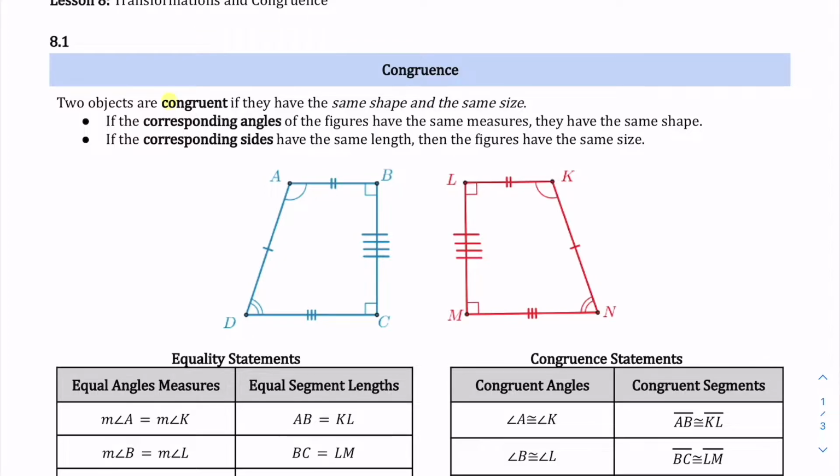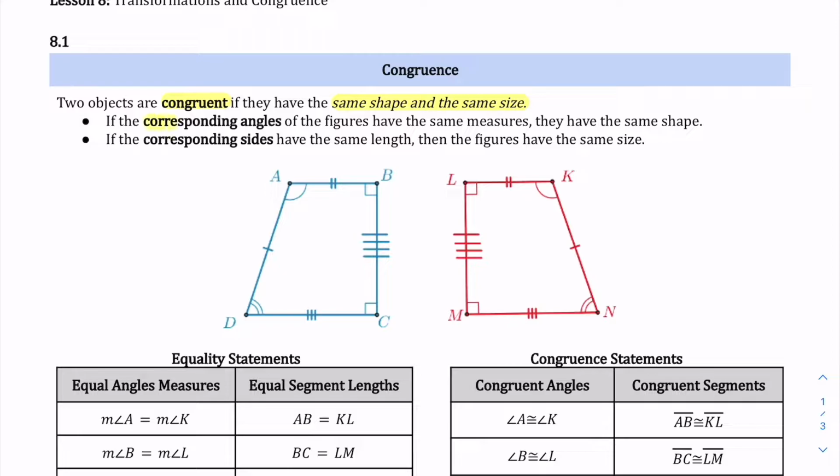So two objects are congruent if they have the same shape and same size. A lot of times we maybe mix up congruent with equal. There are some slight differences that we'll get into today, but congruent basically means the same exact size, same everything, just a different object. So basically like two twin objects.